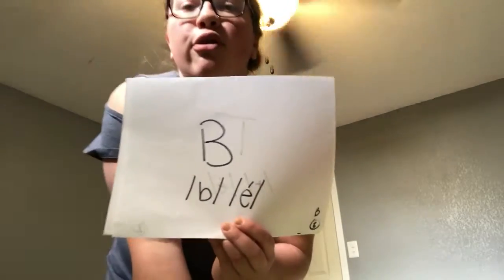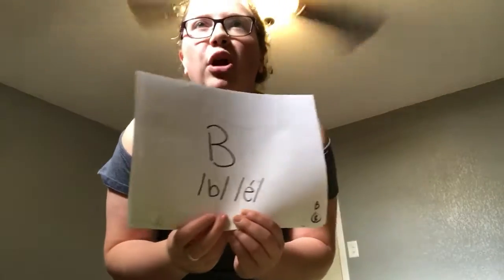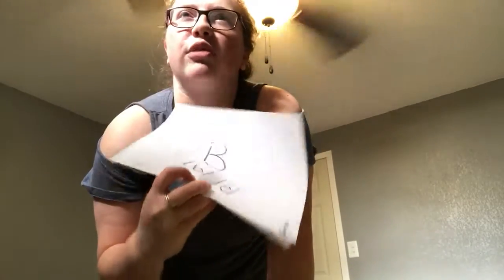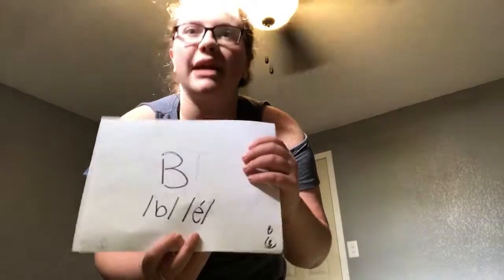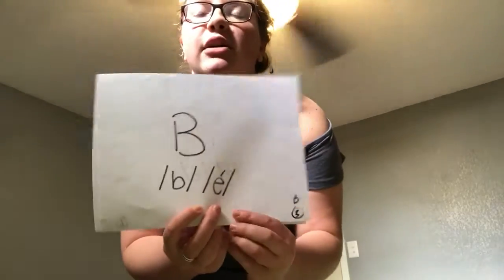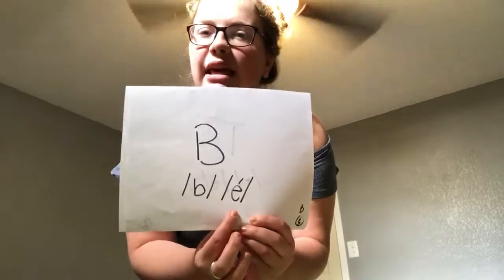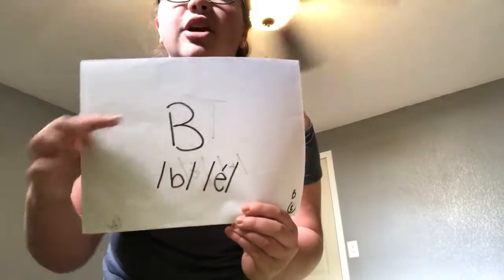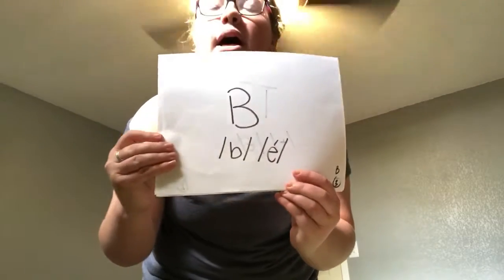Okay, student number 3. What did you and your partner get? B. Nice job. How do you know that? Because it's the first sound in the letter name. Nice job, because when we break it down, it's the B and the E. B, E. So it would be the B. The letter B makes the sound B.